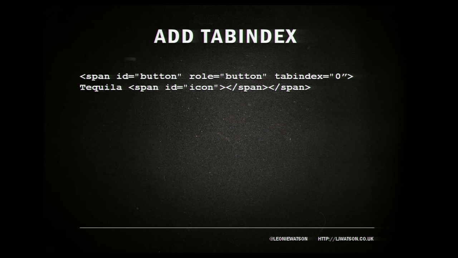We're going to add keyboard focusability by putting tabindex on the button. And we're going to use a value of 0 because that will place the control in the tab order of the page based on the element's location within the DOM.